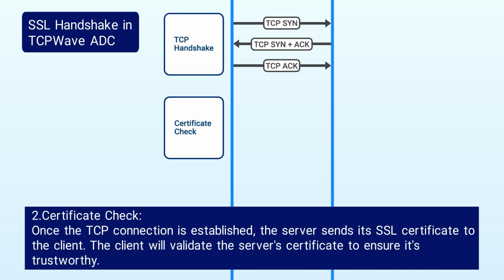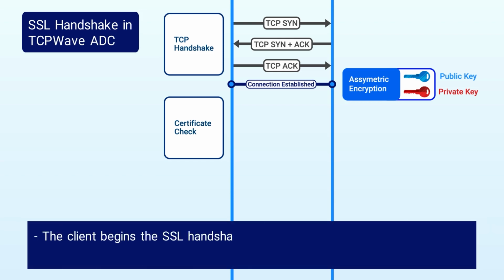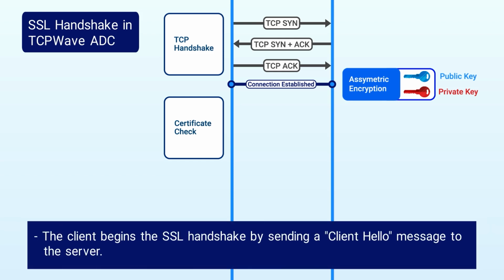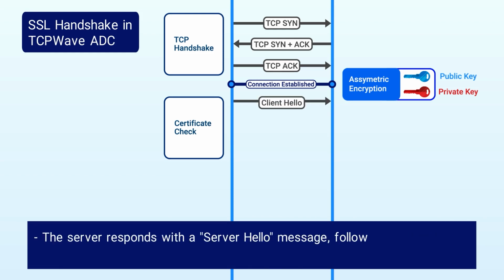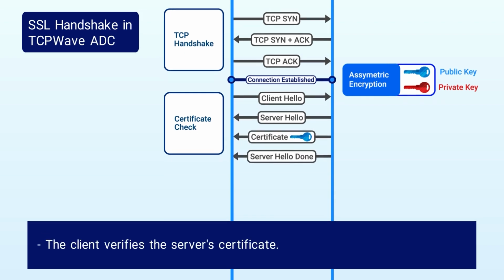Certificate check. Once the TCP connection is established, the server sends its SSL certificate to the client. The client will validate the server's certificate to ensure it's trustworthy. The client begins the SSL handshake by sending a client hello message to the server. The server responds with a server hello message, followed by its certificate. The client verifies the server's certificate.